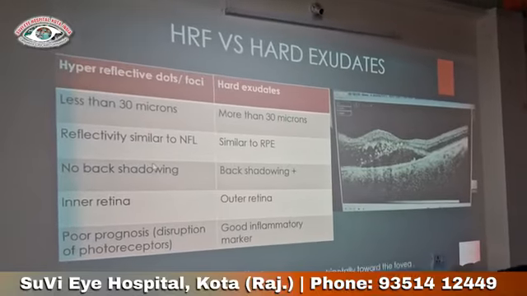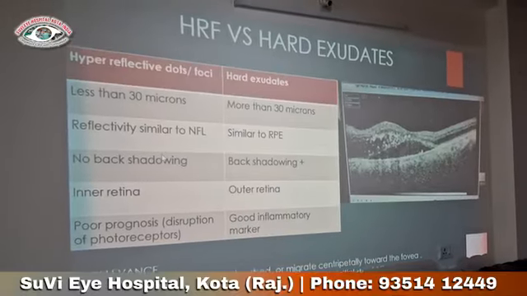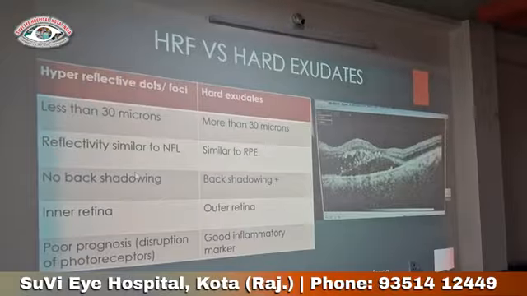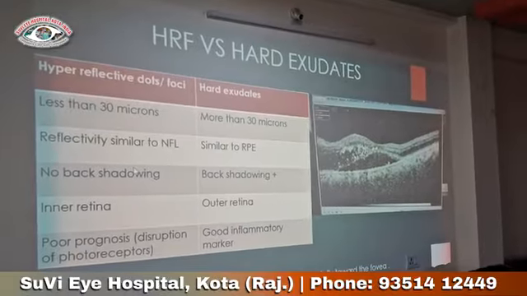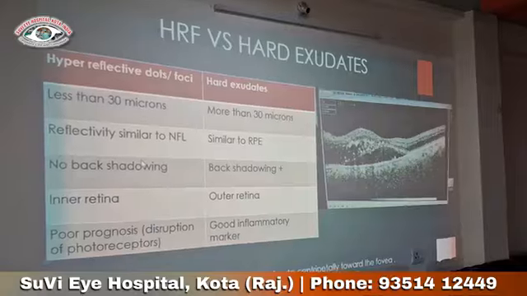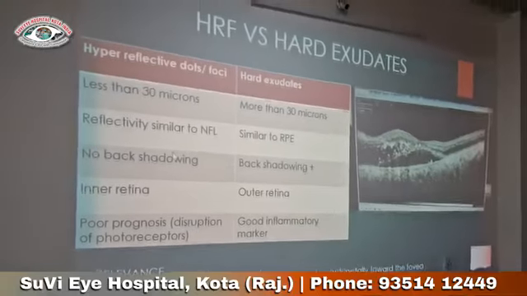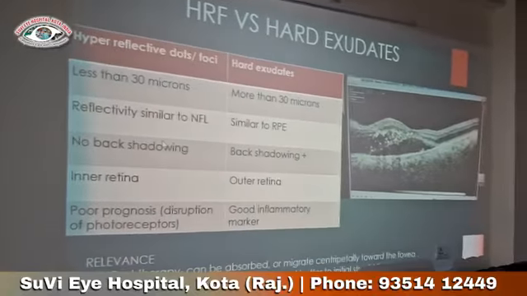Can anyone tell me, Dr. Anuj, what are hyperreflective foci and what are hard exudates and what is the difference between them? I've made a table for this, but in short, how can we say on the OCT whether it is a hyperreflective foci or a hard exudate?